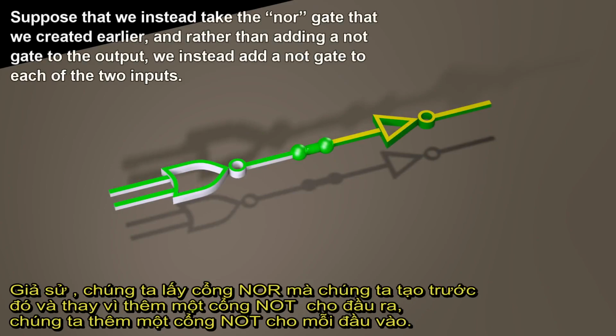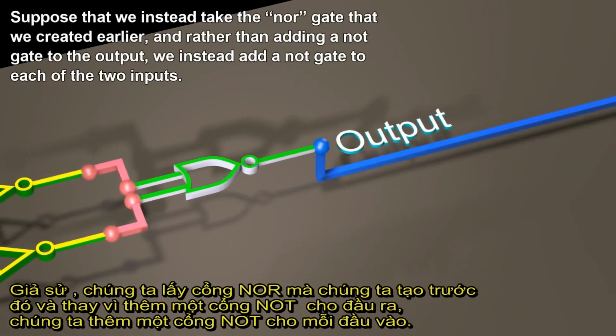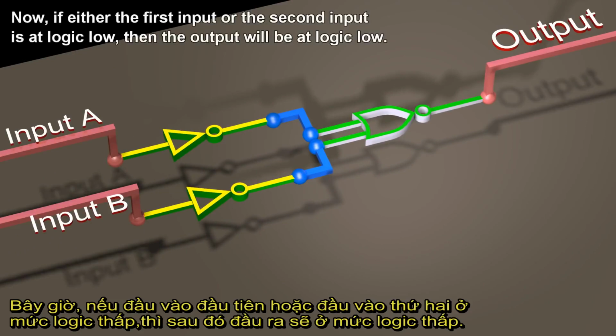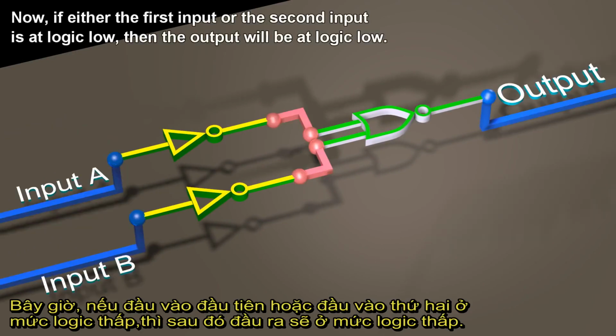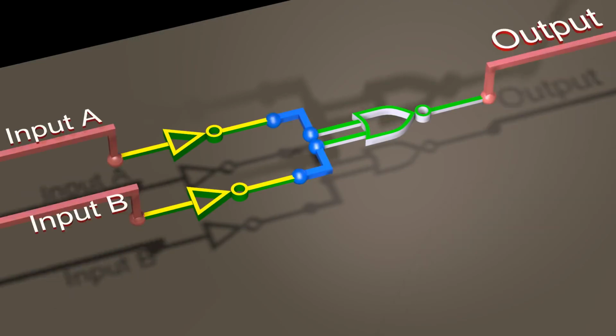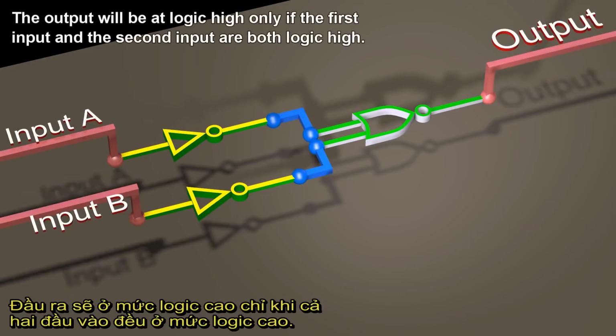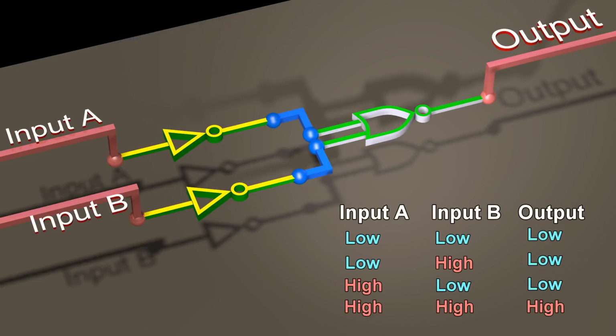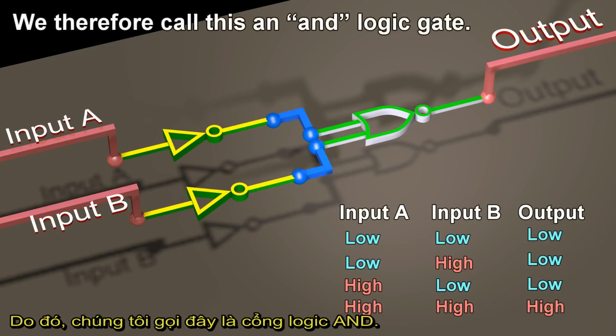Suppose that we instead take the NOR gate that we created earlier, and rather than adding a NOT gate to the output, we instead add a NOT gate to each of the 2 inputs. Now, if either the first input or the second input is at logic low, then the output will be at logic low. The output will be at logic high only if the first input and the second input are both logic high. We therefore call this an AND logic gate.